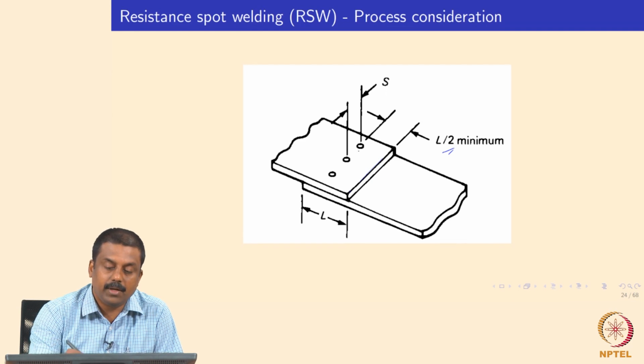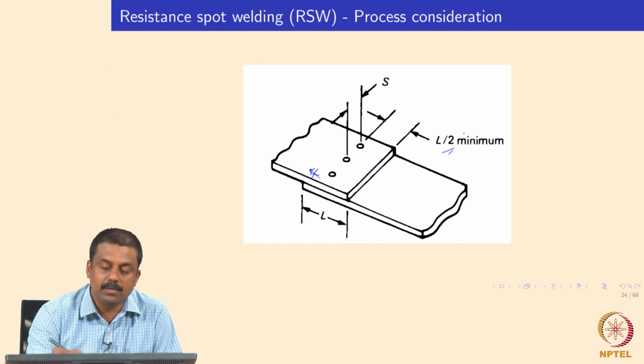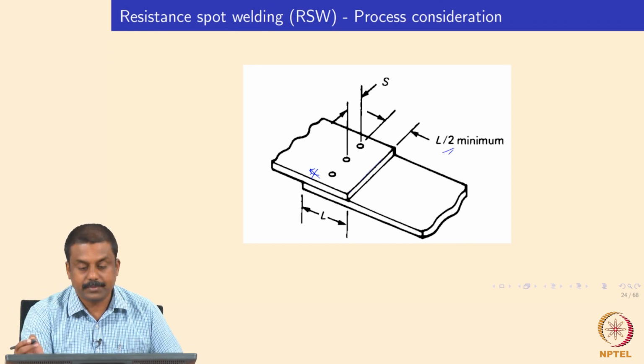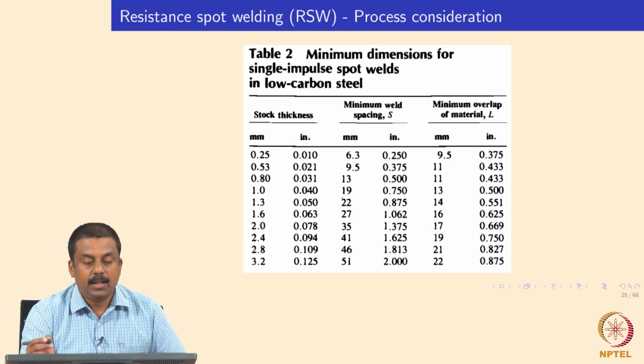So you can do it as close as possible, but this is the minimum distance we need to keep in overlap configuration. You cannot move it along this direction. So the thumb rule says L by 2, which is half of the overlap distance. We use it when you are stacking the material.